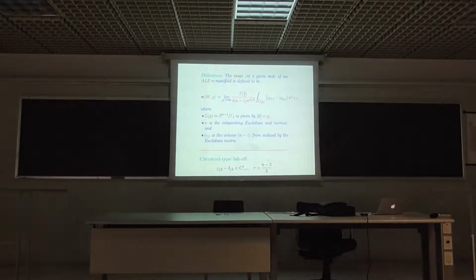So here, a different way of saying what Chruściel's fall-off condition is: the difference between the geometric metric and the Euclidean metric in these coordinates is of class C^1 minus tau, where tau is the fall-off rate, and it's bigger than the dimension over 2 minus 1.